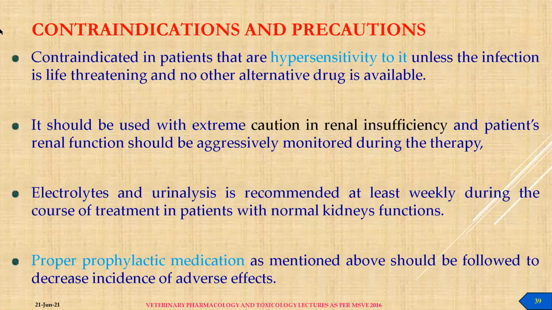Then coming to the contraindications. As this is one of the toxic drugs, one needs to use a lot of care, especially with this particular drug. It is contraindicated in patients who are hypersensitive to it. This holds for almost all the agents in chemotherapy. However, if there is an infection which is an emergency, life-threatening, and no alternative is available, it is taken care of by amphotericin B.